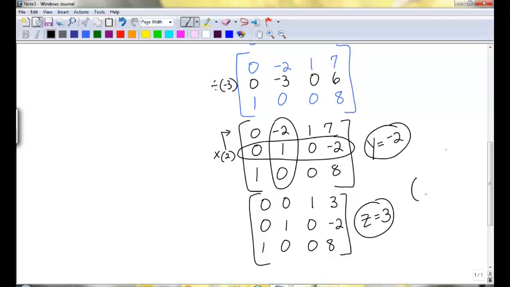So our ordered triple is 8, negative 2, 3. They are always alphabetical, x, y, z. What you have solved for is 3 planes intersecting out here in space, x, y, z. And you've got a point out here in space. Okay. Try those 3 problems for the next time, 4, 5, and 9, by matrices. Solve it by matrices. Okay?